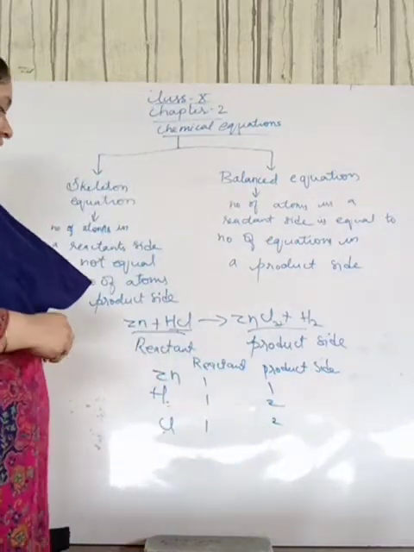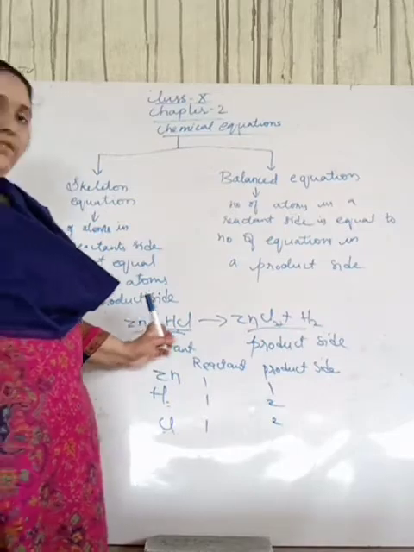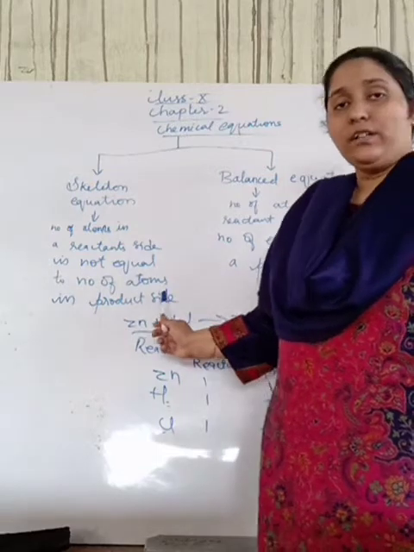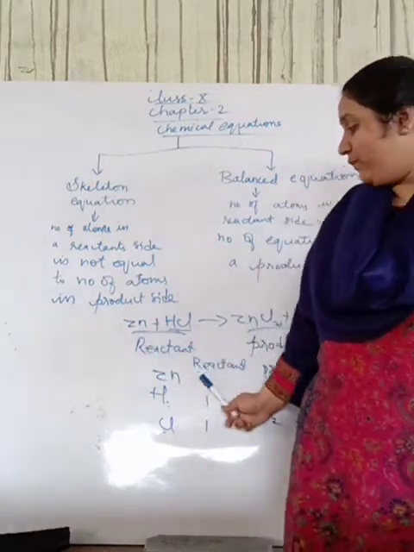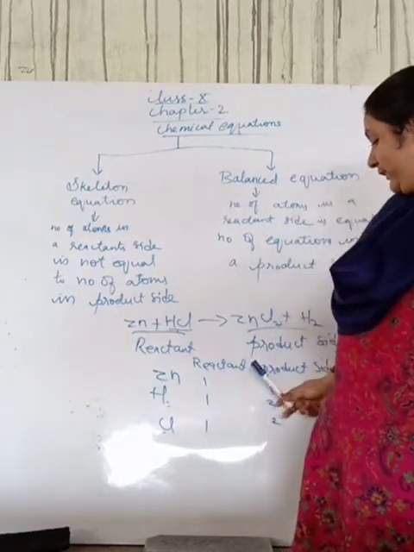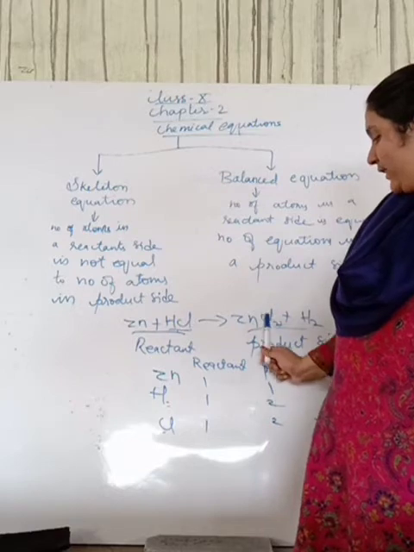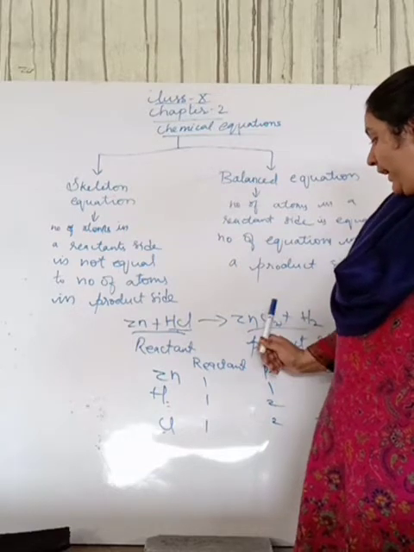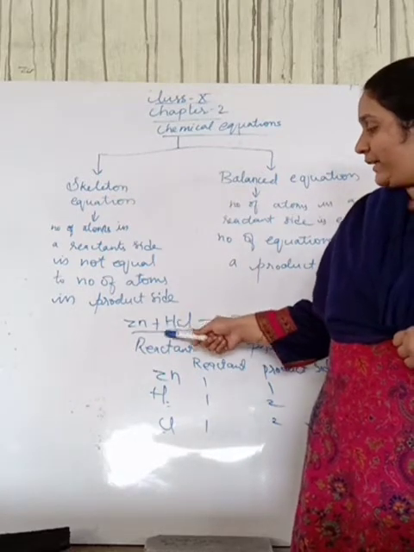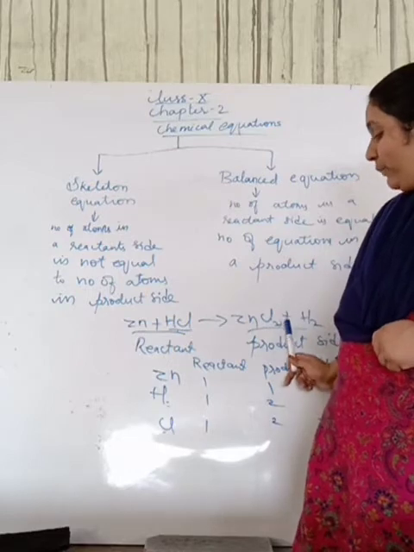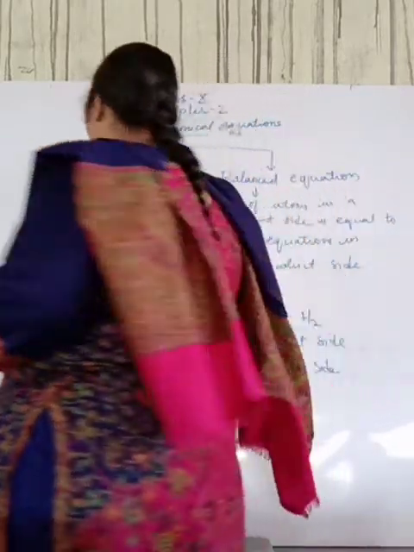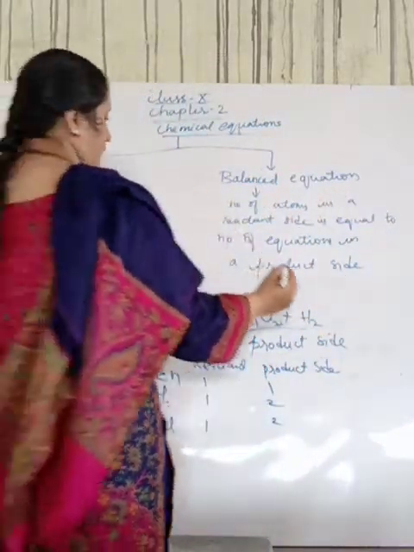So here we can see the number of atoms in the reactant side: zinc we have 1, hydrogen we have 1 and Cl we have 1. Whereas in the product side, zinc we have 1, hydrogen we have 2 and Cl we have 2. So the number of atoms in the reactant side is not equal to the number of atoms in the product side. For that reason, this type of reaction is nothing but a skeletal reaction.